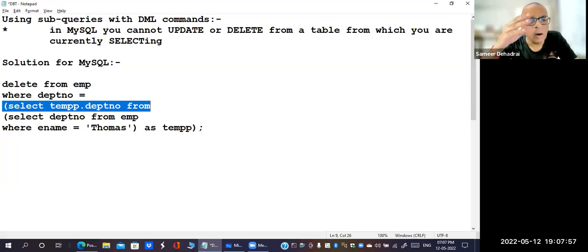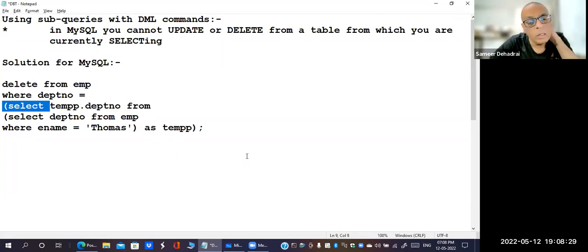I'm selecting department number from the temp table, and on that basis, I can delete from EMP. This is your solution for MySQL. Please note it down. And yes, compared to Oracle, one extra select statement is needed, isn't it? One extra select statement is needed. And the more select statements, the slower it will be.